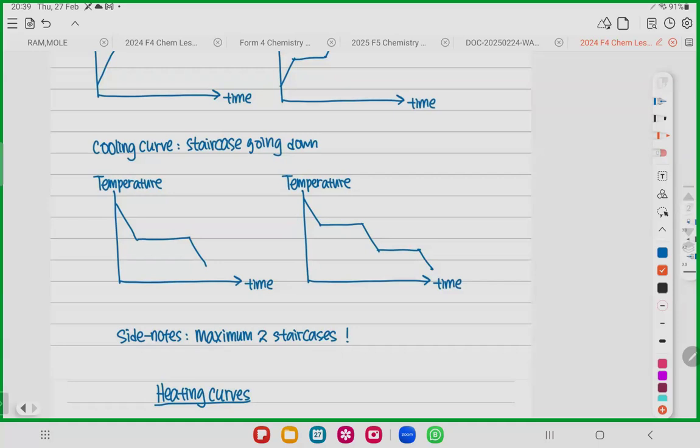As long as at the end of today's lesson, you understand the heating curve inside out, you understand everything about the heating curve, that is good enough for today's lesson.